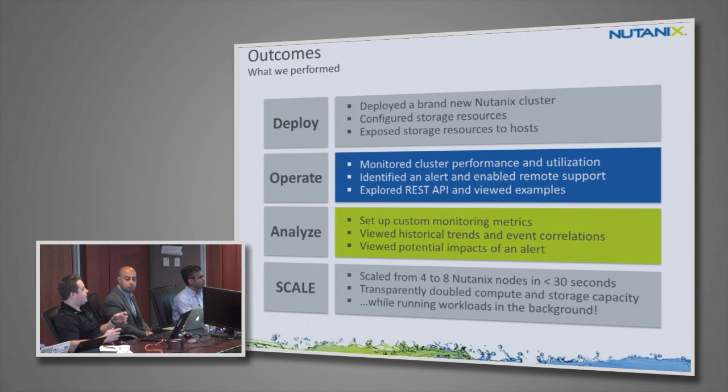Realistically, though, at the end of the day, once I configure a storage pool and a container, that's really the extent of what I do from a storage config standpoint. And here we can see when I scaled up from 4 to 8 nodes, all that additional storage capacity is just transparently available to all those data stores. Then from an analysis standpoint, we configured a custom metric to take a look at CPU utilization, as well as did some historical trend analysis. And then finally, we actually scaled up from 4 Nutanix nodes to 8 Nutanix nodes.